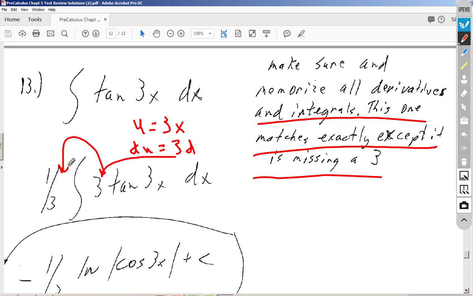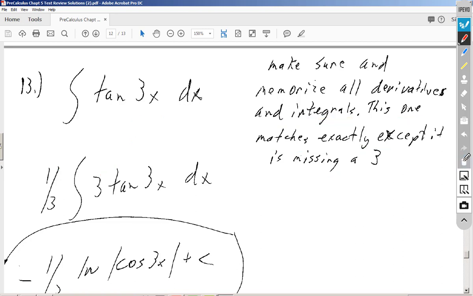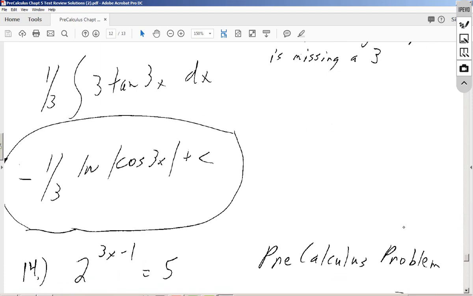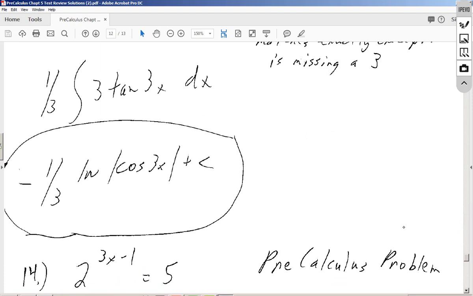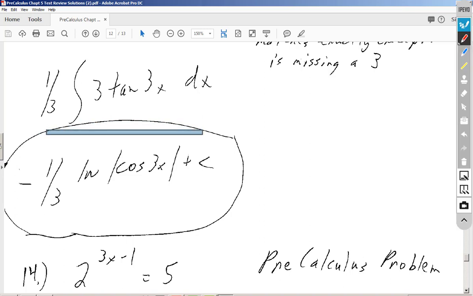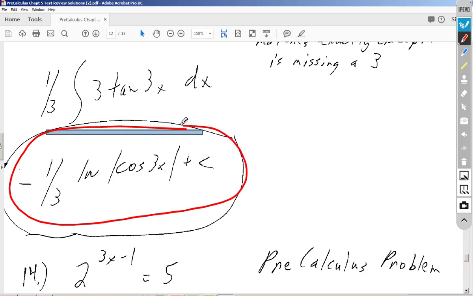Now that it's matched up, make sure you have these memorized. Just straightforward memorization. So we end up with negative 1/3 ln of the absolute value of the cosine of 3x plus c.